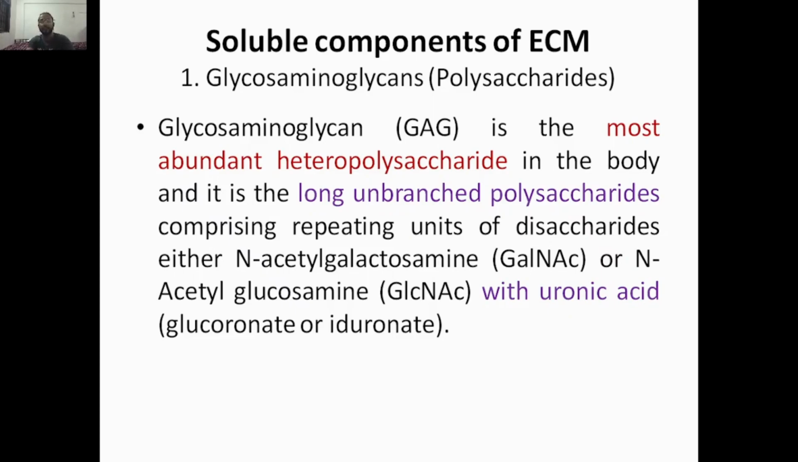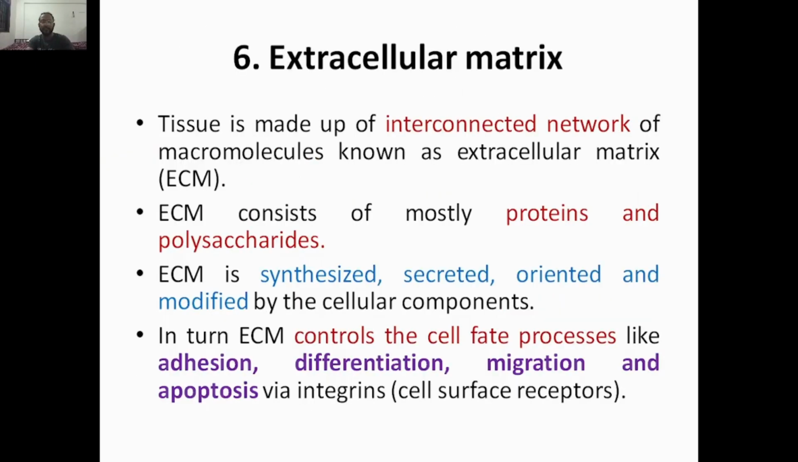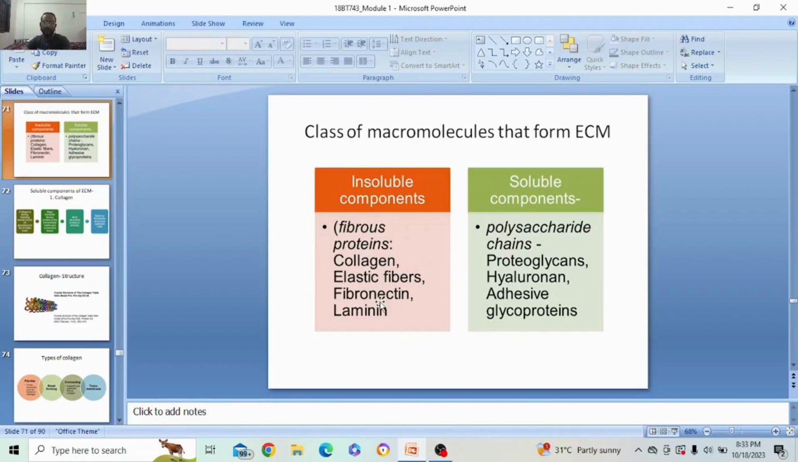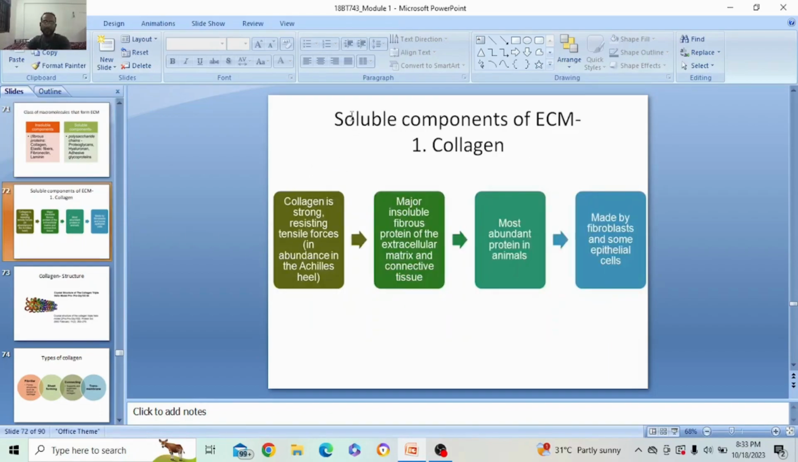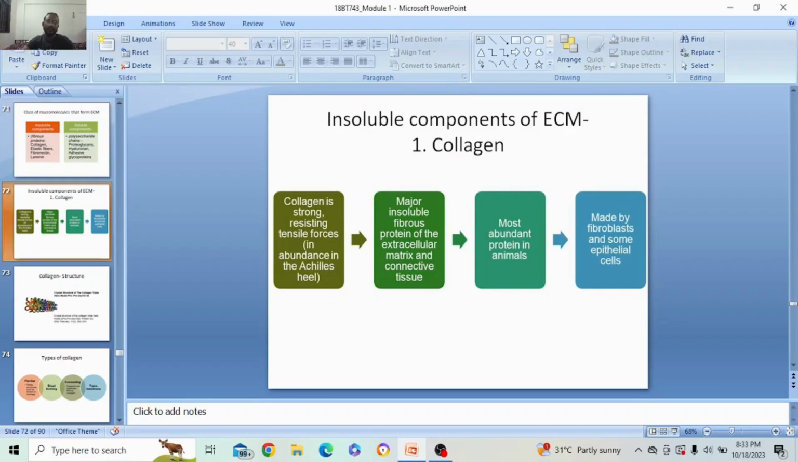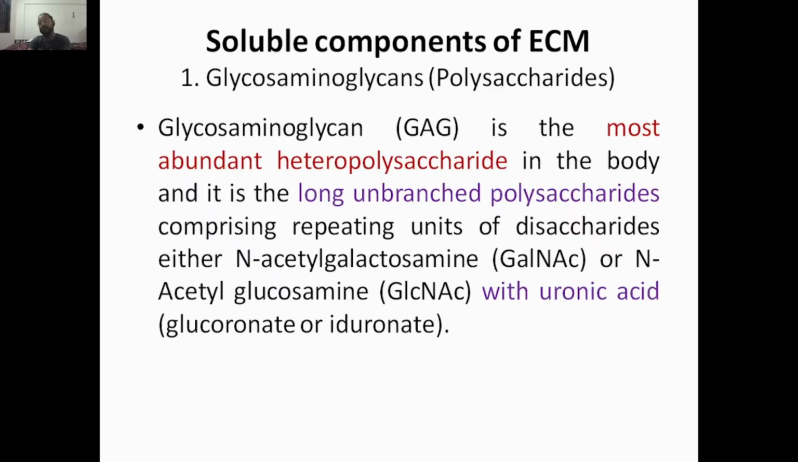So that was about the insoluble components. I guess there was a confusion in the heading. Yes, here it should be insoluble, right? We discussed collagen, elastin, fibronectin, and those are nothing but insoluble components. Apologies for that, maybe a typo. So we discussed collagen, fibronectin and also elastin, the three components.